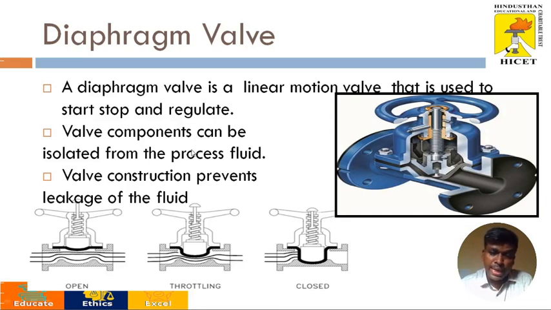And it's completely isolated from the process fluid. So these are the three working natures of a diaphragm valve. When it's in open condition, it's completely moved up, and if it's closed, it's completely closed down where the flow can't escape. And the medium position is for throttling, where we can change the direction as well as the velocity of the flow.